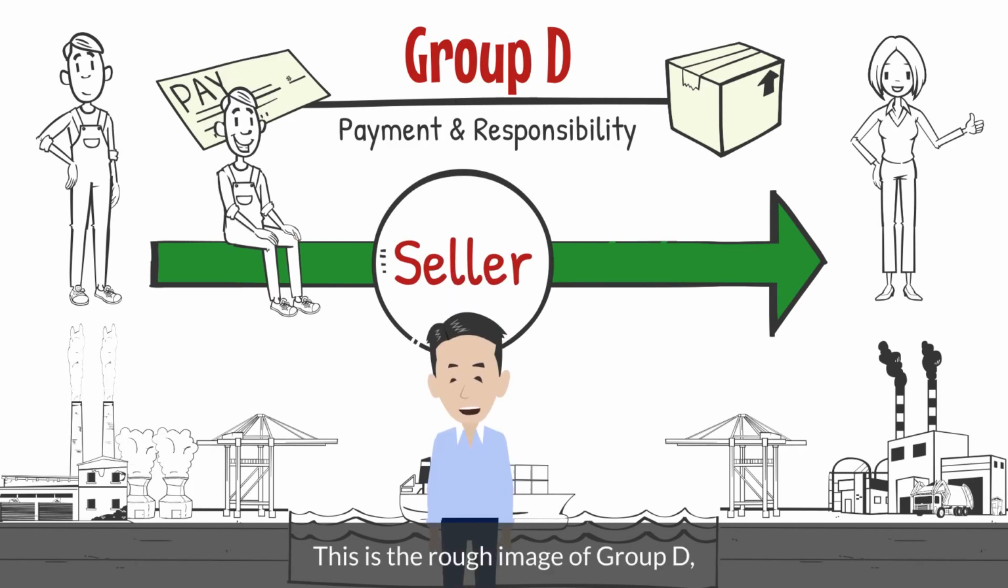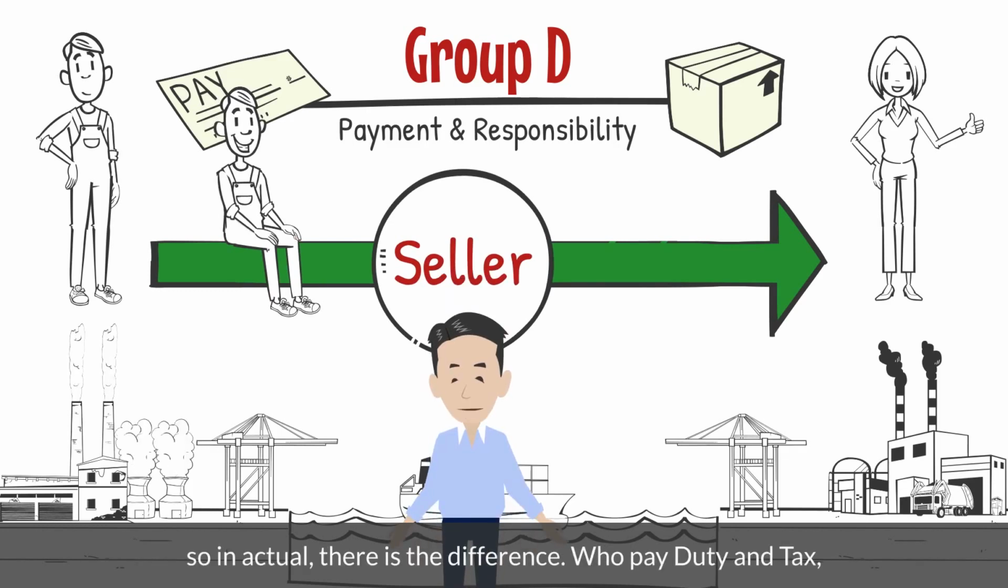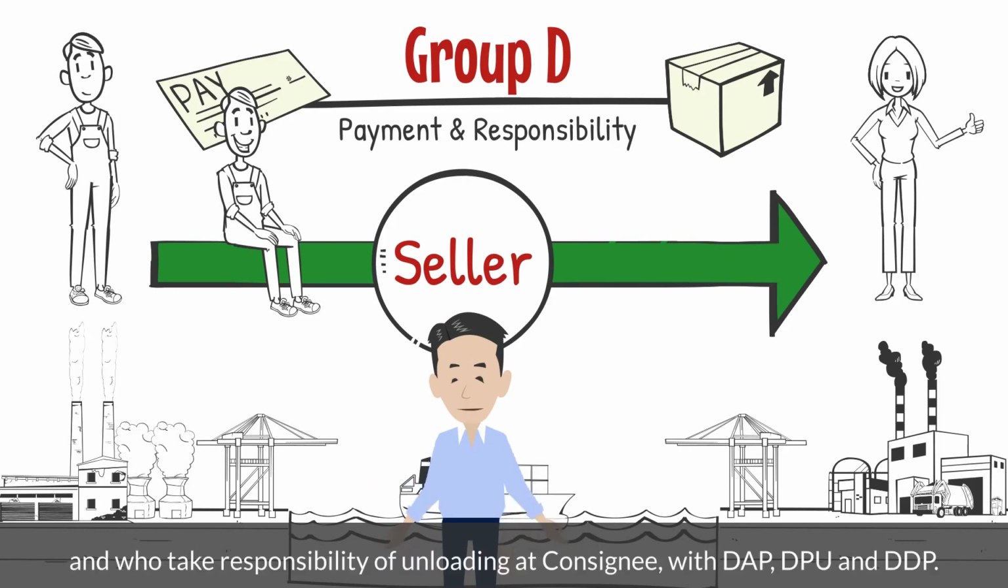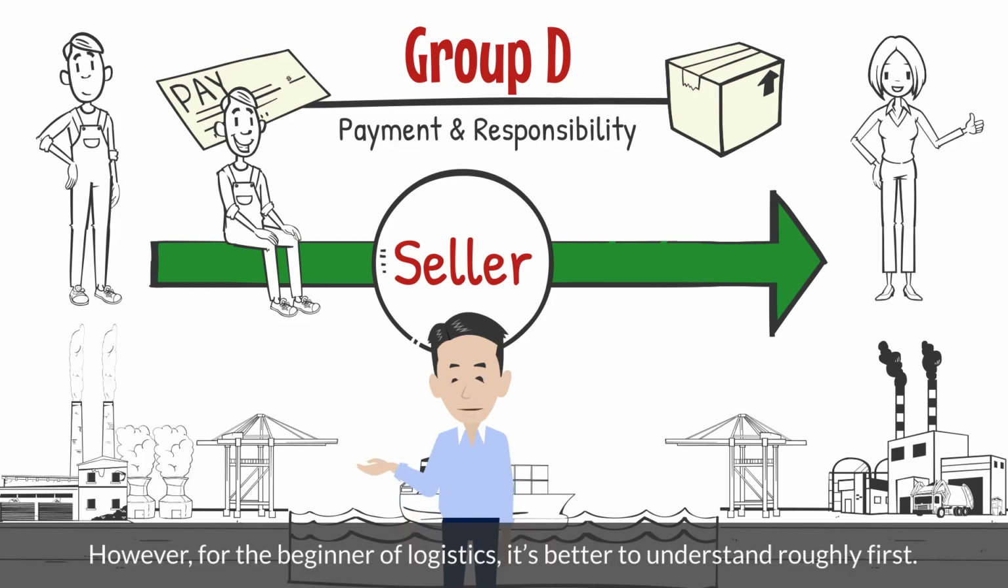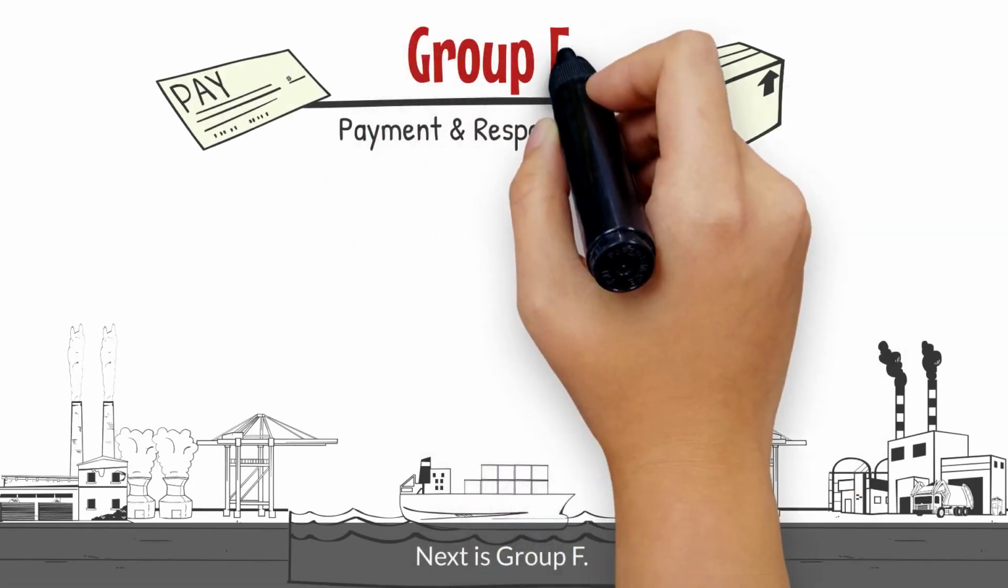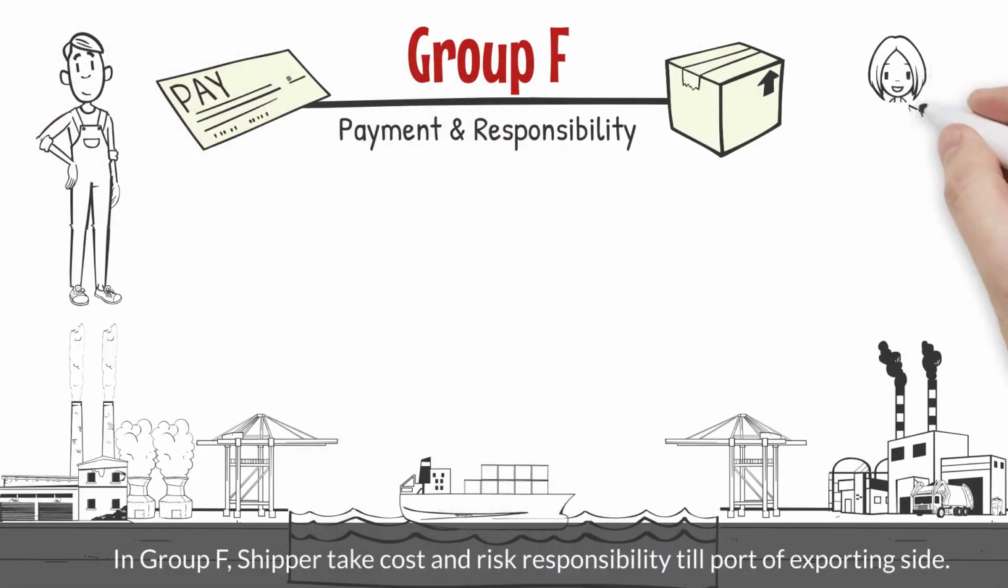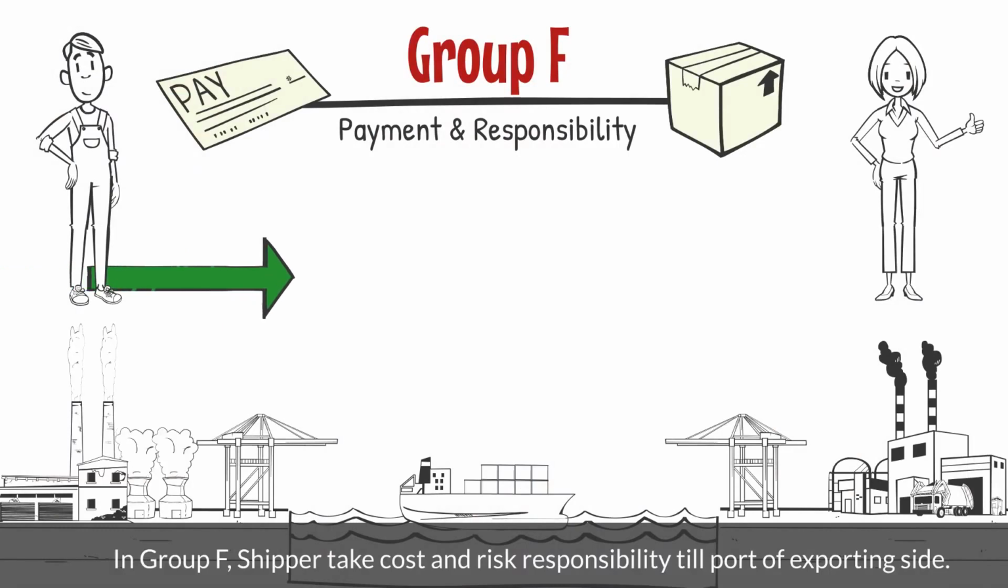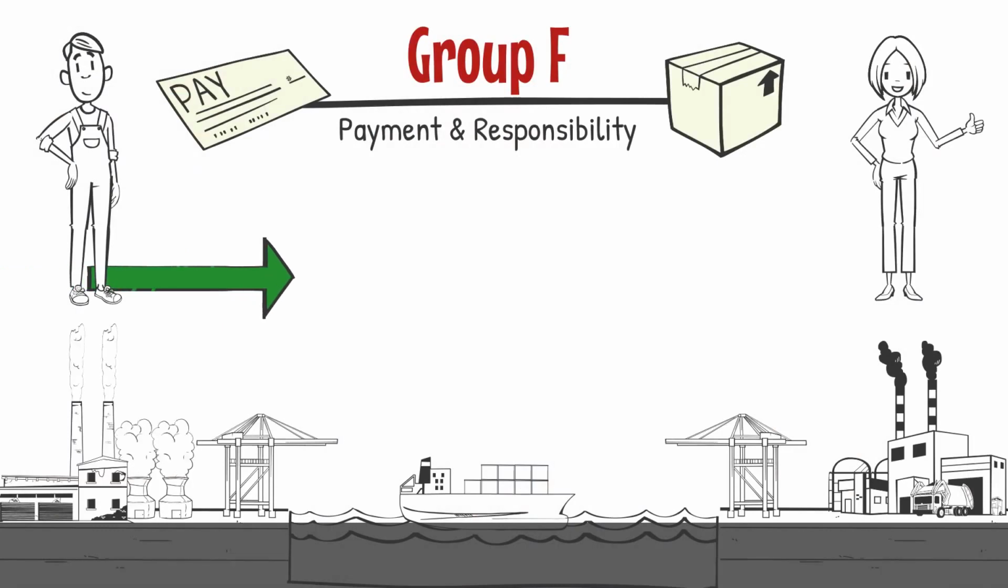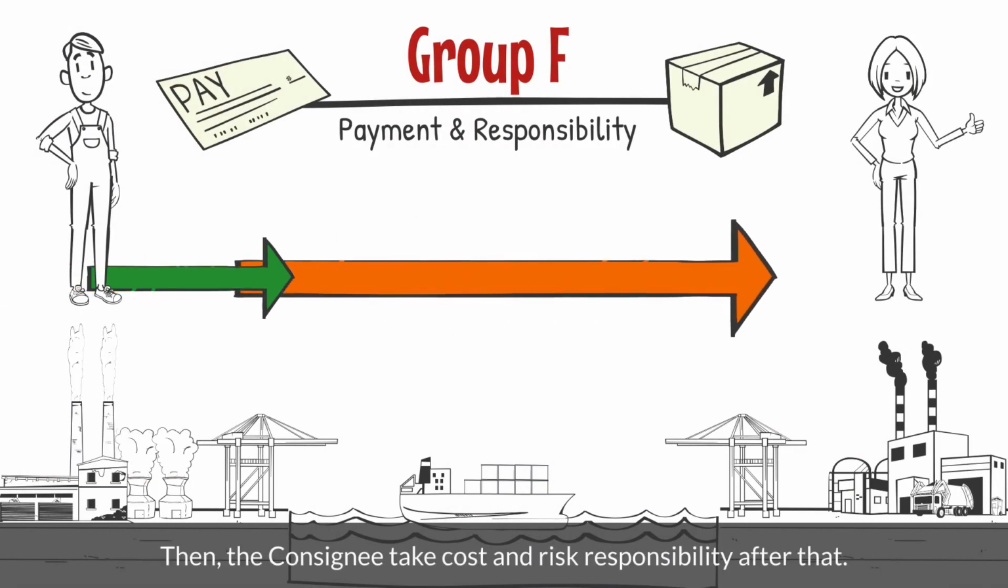This is the rough image of Group D, so in actual, there is the difference: who pays duty and tax, and who takes responsibility of unloading at consignee, with DAP, DPU and DDP. However, for the beginner of logistics, it's better to understand roughly first. Next is Group F. In Group F, shipper takes cost and risk responsibility to port of exporting side. Then, the consignee takes cost and risk responsibility after that.